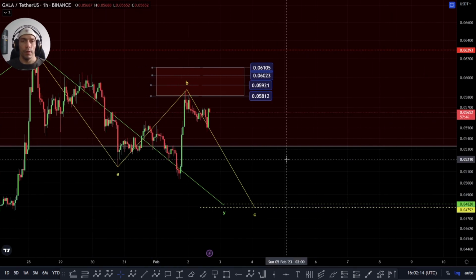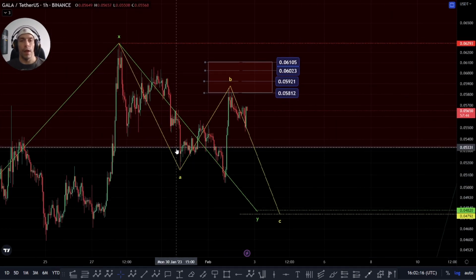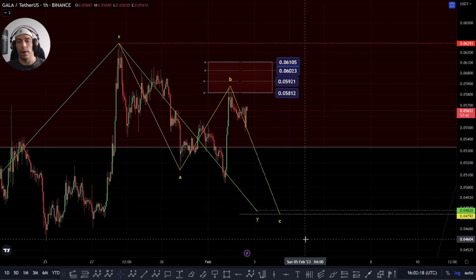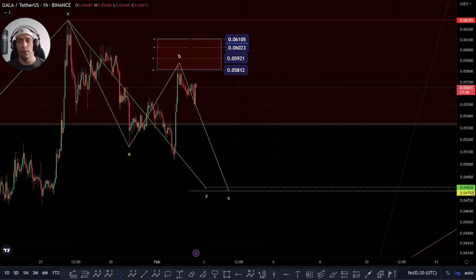The way we'd be looking at this is slightly different. We'd be looking at this as an A, this is a flat for a B, and then potentially that's as a C. So if that's the case, this 4792 would be a zone we could potentially look to target, and this 4820. So the green line is the one-to-one of this Y wave, and the yellow line is the one-to-one of this C wave. So we need to see how we play out.